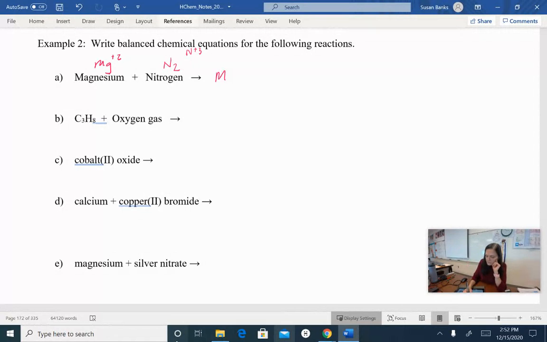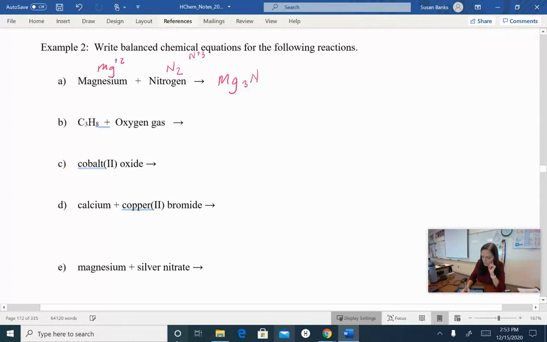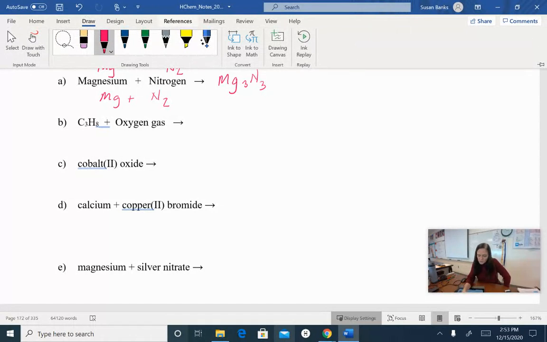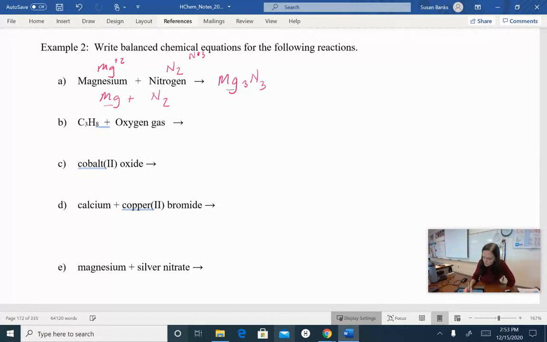So, how many magnesiums do I need to get to a +6? I need 3, right? And how many nitrogens do I need to get to a -6? 2 times -3 is -6. Okay, so my skeleton is going to be magnesium plus nitrogen, because nitrogen, remember, is one of our diatomic molecules. So we've got our skeleton. What are the coefficients we need? So I've got one magnesium and 3 magnesiums over here. So I need to multiply this by 3.